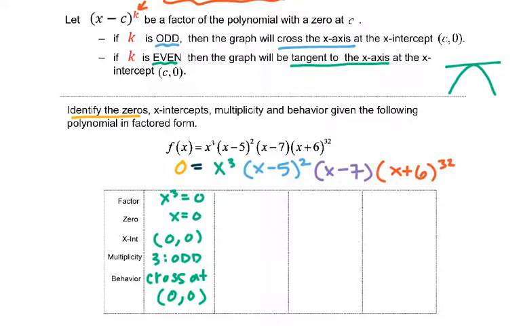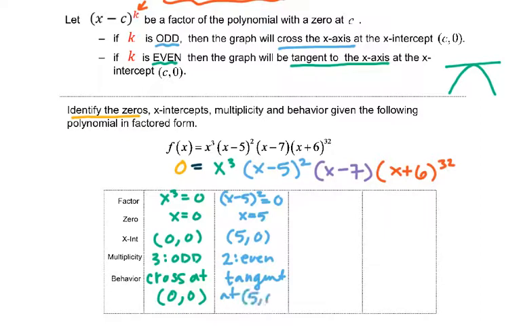So my blue factor, x minus 5 squared. If I take x minus 5 squared and set that equal to 0, solve for x, I'm going to get x equals positive 5. So since x equals positive 5 is a zero, that means my x-intercept is at 5, 0. So we go back in here and we talk about the multiplicity. Multiplicity means the exponent on each factor. And in this case, my exponent is 2. So 2 is even, which means we are going to be tangent to the x-axis at 5, 0.